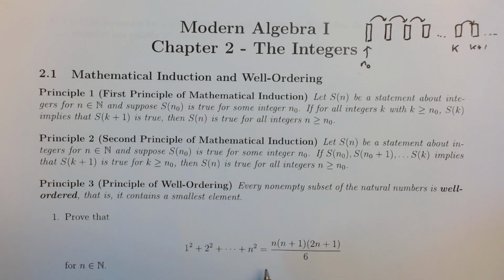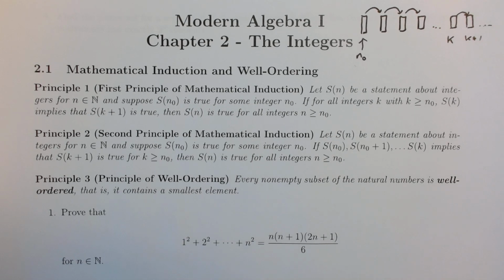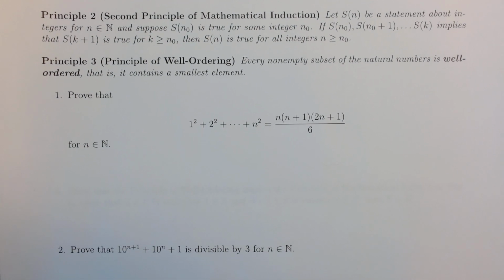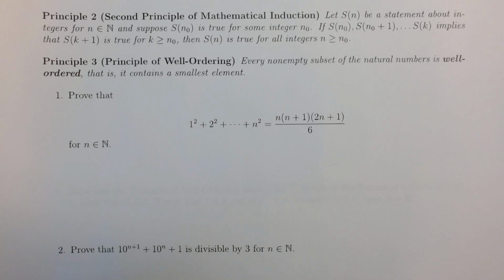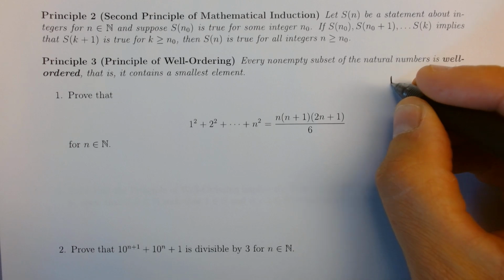Our first example here, one that you may have seen before, is a common one to use for induction. The sum of the first n squares has this formula: n times n plus 1 times 2n plus 1, divided by 6. So we'd like to prove this using the first principle of induction, or weak induction. So the first thing to do is show that it's true for the base case. I'll put that up here.